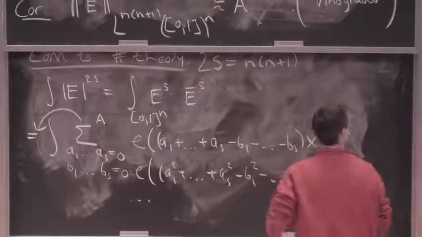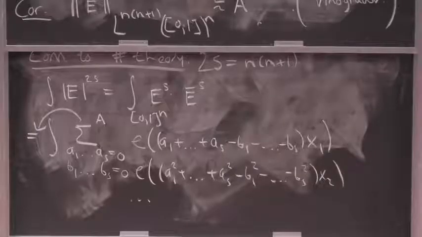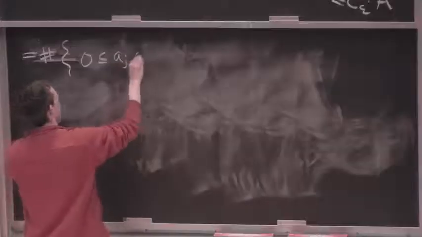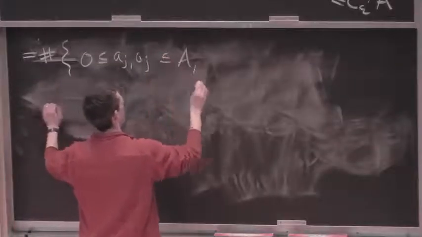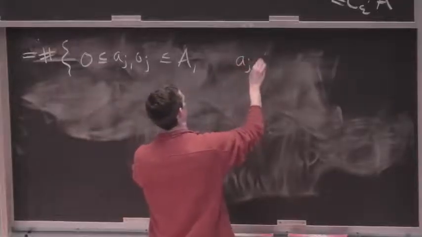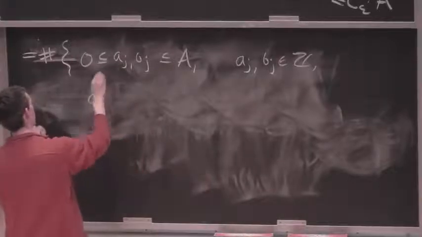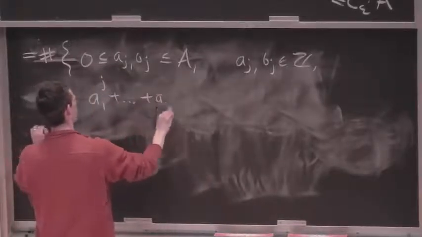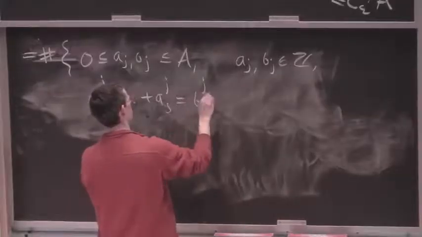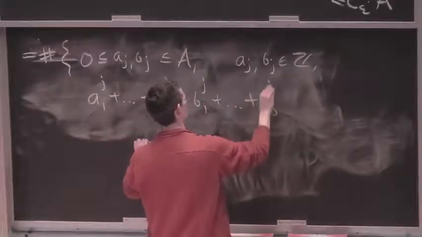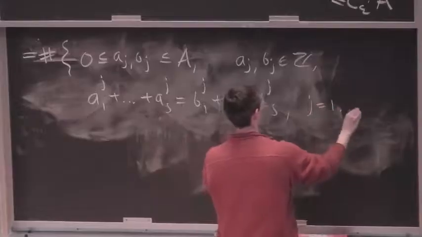So therefore, this is equal to the number of solutions of the following Diophantine system. The aj's and bj's go between 0 and capital A, and they're integers. And they obey the equation a1 to the j plus as to the j equals b1 to the j plus bs to the j for the j's from 1 up to n.